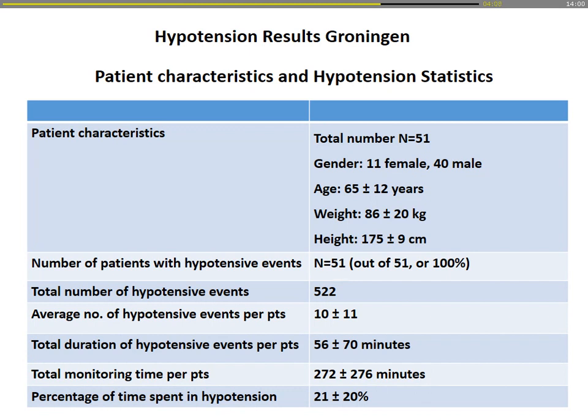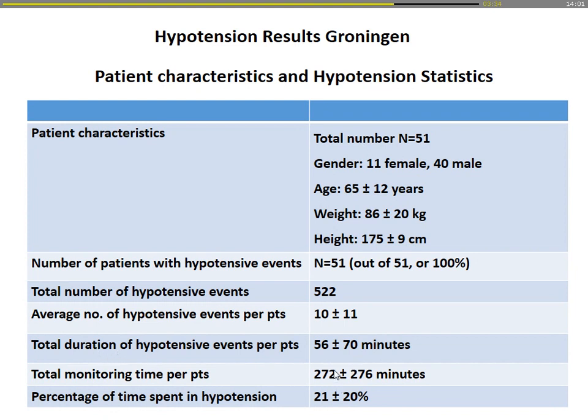Although all of these patients were in studies with goal-directed therapy, so they were treated quite well, still everyone developed hypotension. The number of hypotensive events in these 51 patients was 552, an average of 10 hypotensive events per patient. The total duration of hypotensive events per patient was 56 minutes, so almost 1 hour our patients spent in hypotension, and I showed you how dangerous this might be.